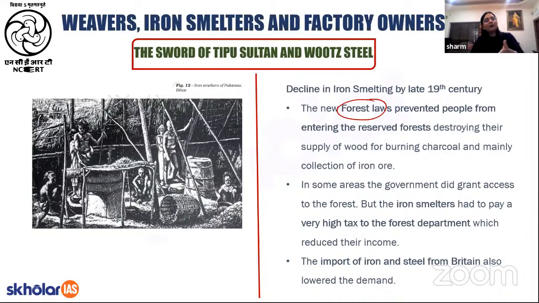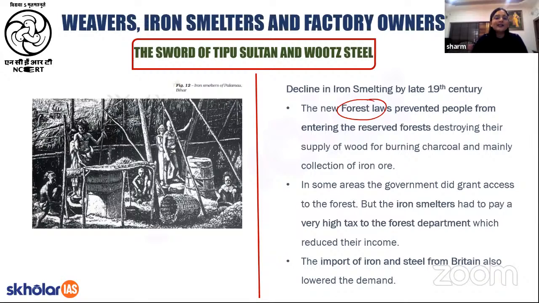Basically, in the previous part of this same book, that is part 1, there is a chapter on tribals and dikus. Therein a good explanation of forest laws is given. However, I'm going to tell you what these forest laws were. Once the Britishers came to India, they came to know about the vast resources that were captured as a part of forests in our country.